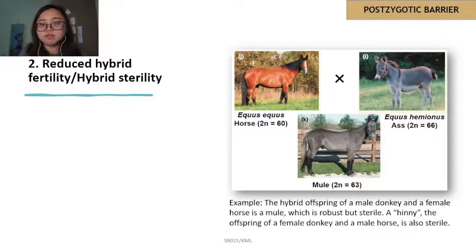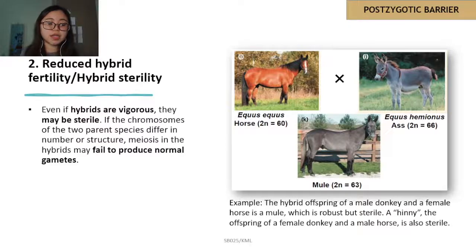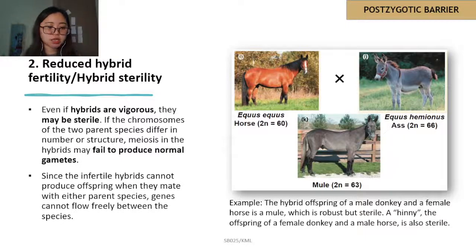The second type of post-zygotic barrier is reduced hybrid fertility or hybrid sterility. So this is when the hybrid can live to be an adult, but it's not able to reproduce sexually. Even if the hybrids are vigorous means dia geragas, dia dapat hidup, okay? Dia tahan lasak. They may be sterile. If the chromosomes of the 2 parent species differ in number or structure, meiosis in the hybrids may fail to produce normal gametes. And since the infertile hybrids cannot produce offspring when they mate with either parent species, the genes cannot flow freely between the species.